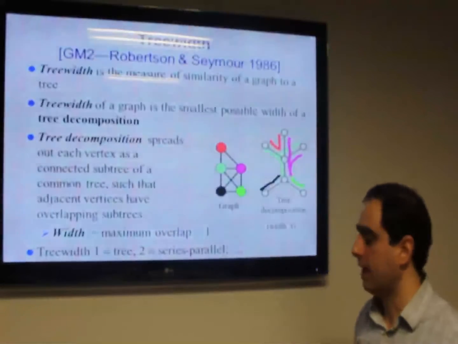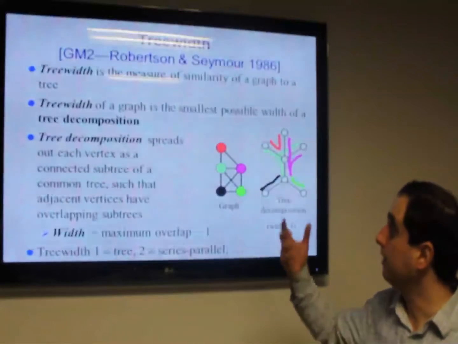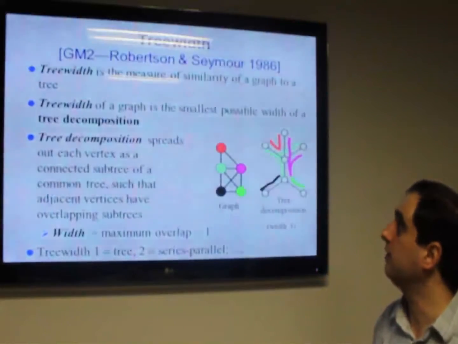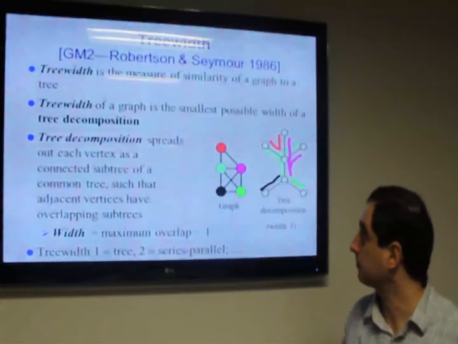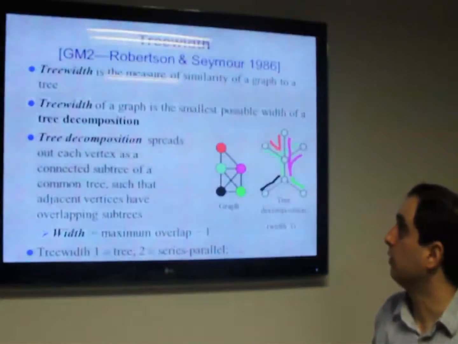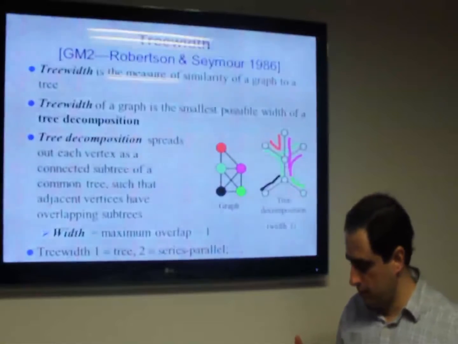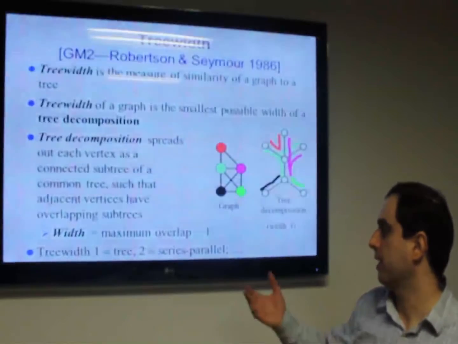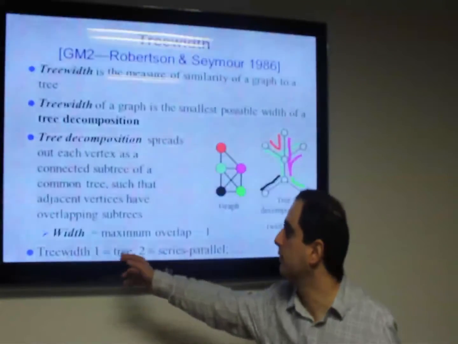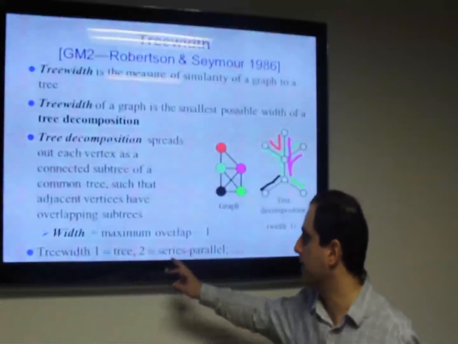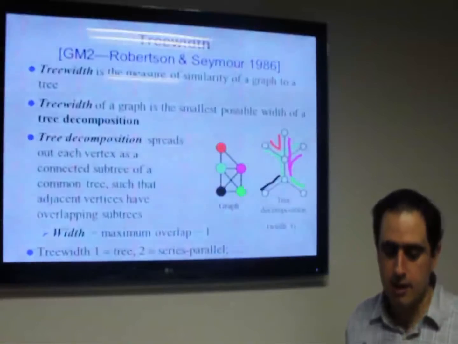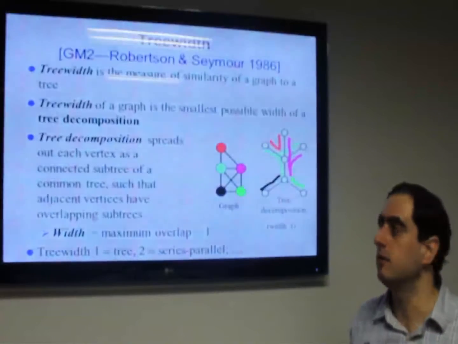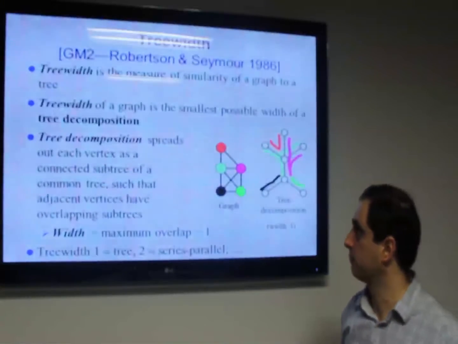Okay, so that's about graph minors, and now tree-widths. Tree-width is essentially the measure of similarity of a graph to a tree. Namely, trees have tree-width 1, series parallel graphs have tree-width 2, and a complete graph on n vertices has tree-width n minus 1.